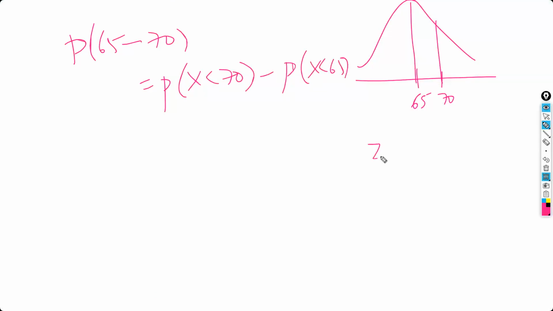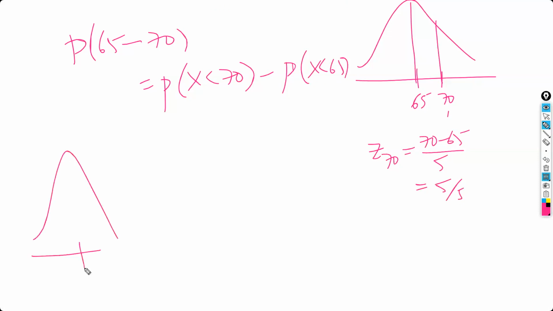So let us calculate z of 70. z of 70 is 70 minus 65 divided by 5, which is 5 by 5, which is 1. In the earlier example, the center value is 60 and this one is 70. For 70, the z value is 70 minus 60 divided by 10, which is also 1. So finally, it is going to be 1.